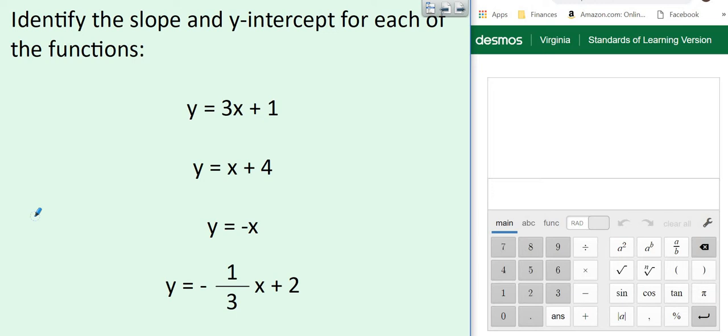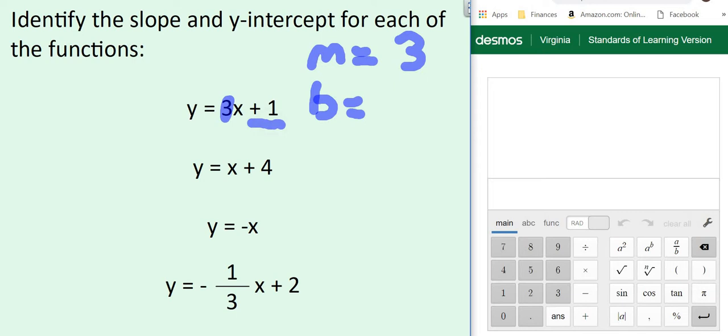It says identify the slope and y-intercept for each. Okay, so for the first one, m is my slope, and that would be what is with the x. So my slope is a positive 3. And my b is a y-intercept, which is right back here, positive 1. Okay, so now let's do the next one.